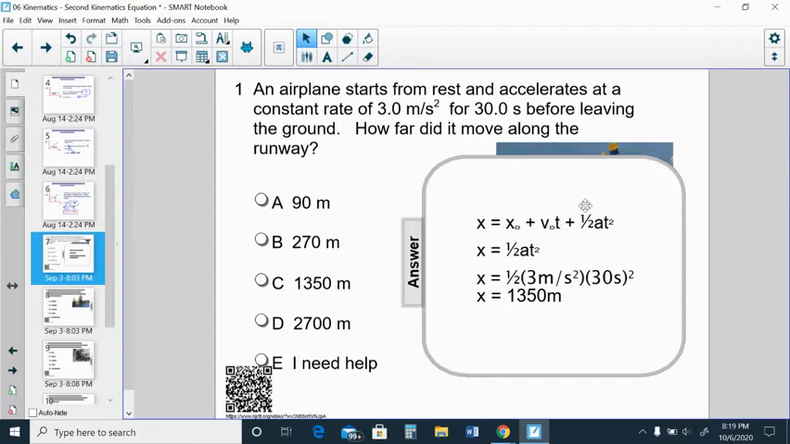What you end up with is you only have to solve the half acceleration time squared. So by plugging in the provided information, we had an acceleration of 3 meters per second squared times 30 seconds squared. Be careful, make sure you are squaring that time value. You would end up with the answer of 1,350 meters.